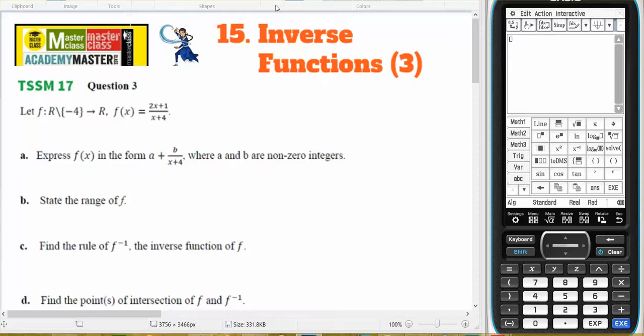This is for Year 12 Methods. It's Technology Masterclass number 15, inverse functions, the third of these questions.